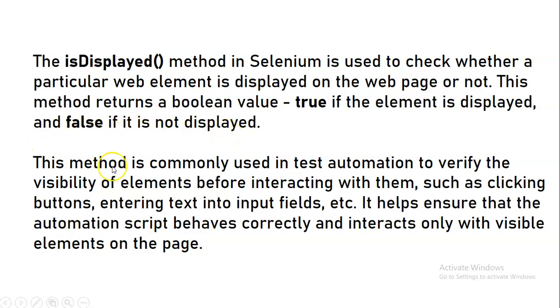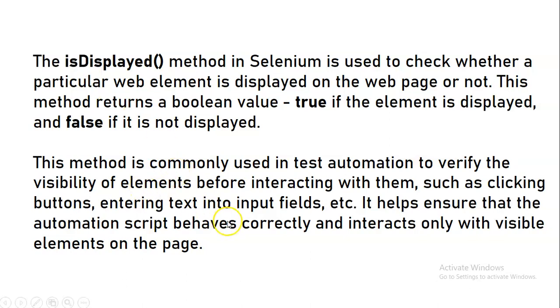This method is commonly used in test automation to verify the visibility of elements before interacting with them, such as clicking buttons, entering text into input fields, etc. It helps ensure that the automation script behaves correctly and interacts only with the visible elements on the page. So as simple as that, basically we check using this method whether a particular web element is displayed or not.